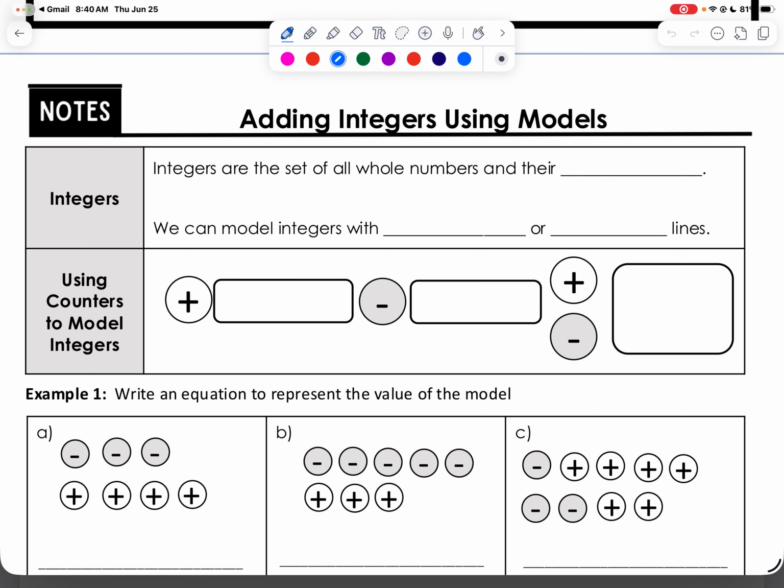In today's lesson, we will be adding integers using models. The models we'll be using today are counters and number lines. Before we do, let's just review what an integer is.